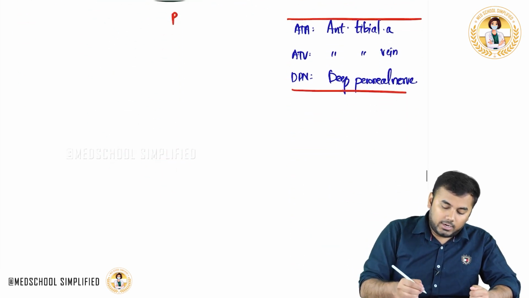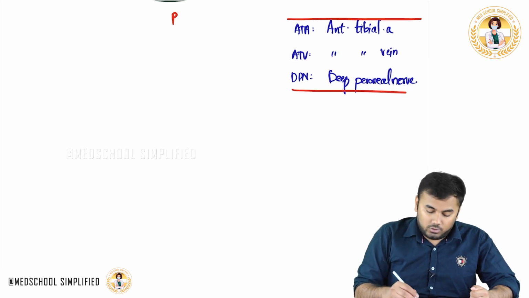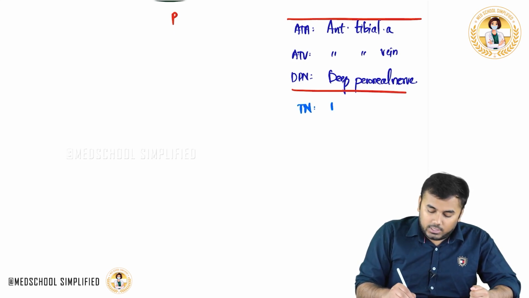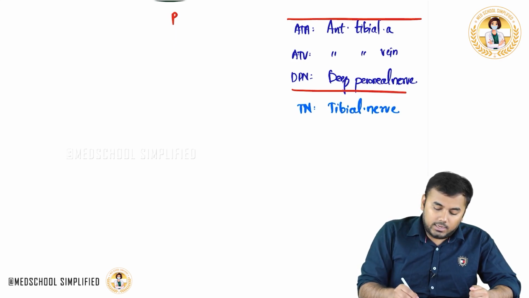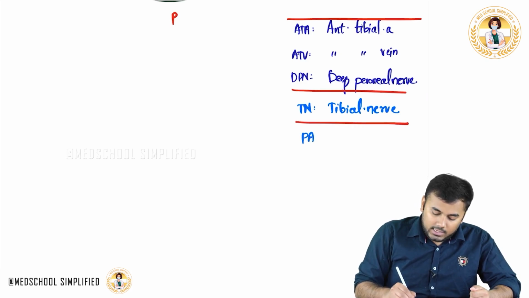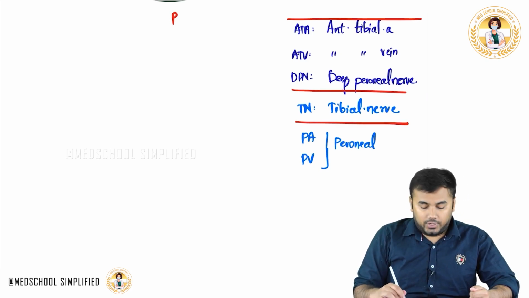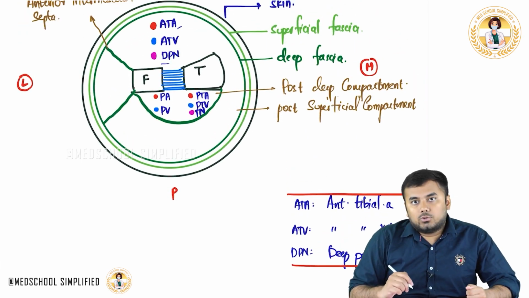So let me write down again these three structures. Posterior tibial artery, posterior tibial vein, and TN, which stands for tibial nerve. And in the same way, peroneal artery, peroneal vein. So these two structures are peroneal structures, peroneal artery as well as vein. Now look what is going to happen.